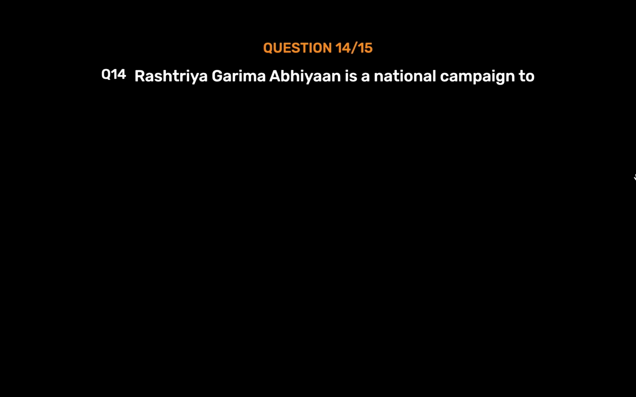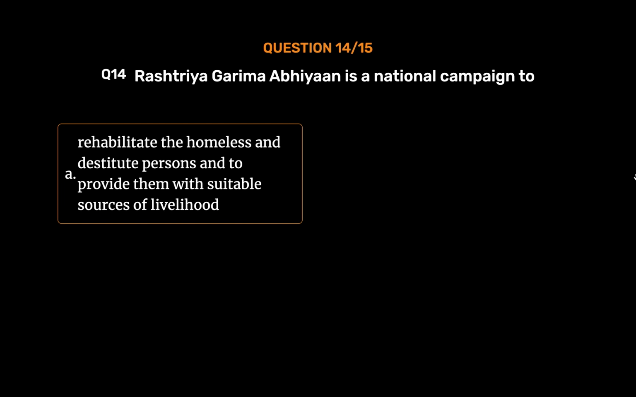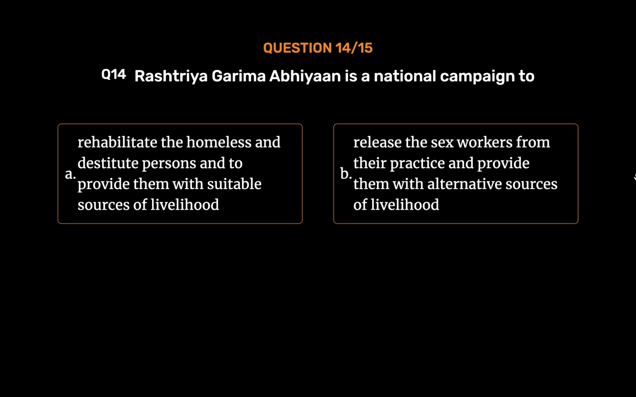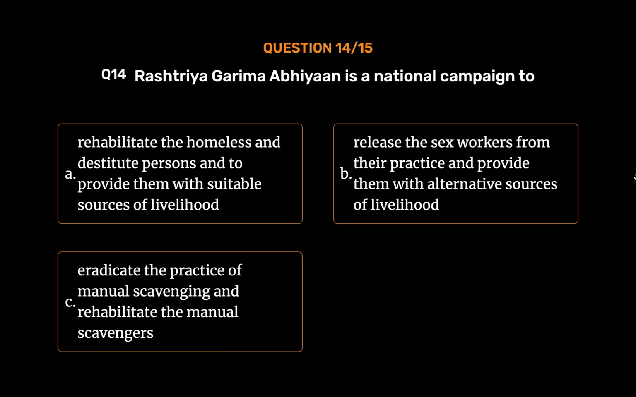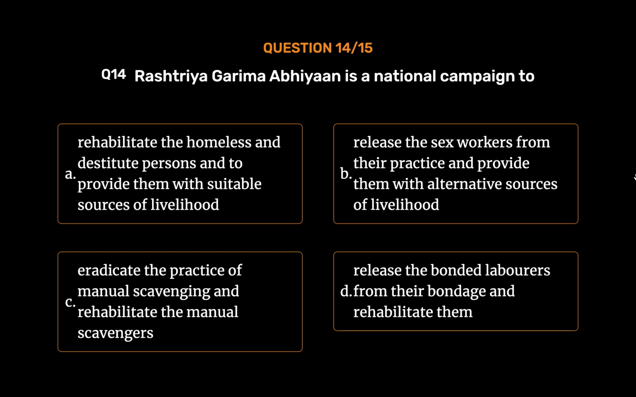Question number 14. Rashtriya Garima Abhiyaan is a national campaign to: Option A. Rehabilitate the homeless and destitute persons and to provide them with suitable sources of livelihood. Option B. Release the sex workers from their practice and provide them with alternative sources of livelihood. Option C. Eradicate the practice of manual scavenging and rehabilitate the manual scavengers. Option D. Release the bonded laborers from their bondage and rehabilitate them. The correct answer is Option C. Eradicate the practice of manual scavenging and rehabilitate the manual scavengers.